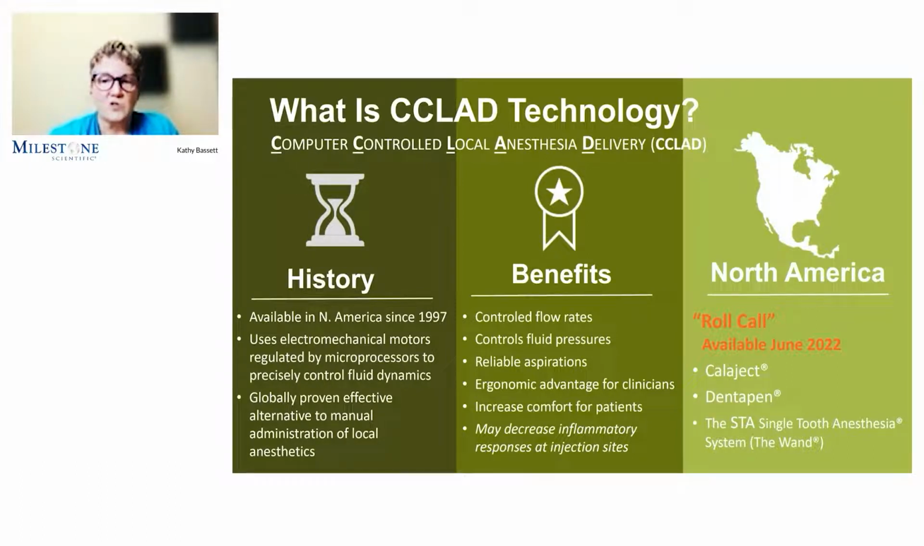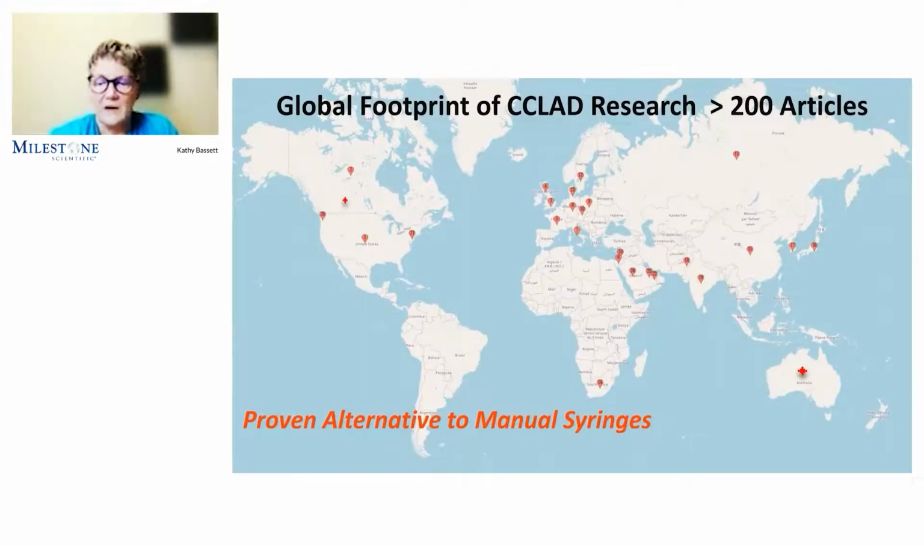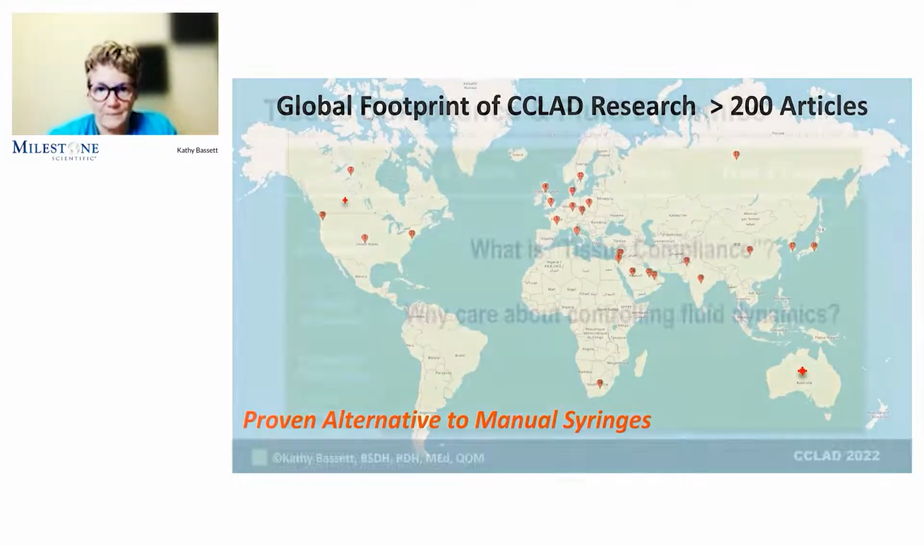So the roll call of June 2022, these are the 3 devices that you could actually go and check out at your next dental convention and have in your office for practice. And they are the CalaJet, the DentaPen, the STA single tooth anesthesia system, which is also commonly known as the wand. So here's just an example of where research has been done around the globe. And there's greater than 200 articles, again, echoing that same position that these are proven alternatives to manual syringes and repeatedly demonstrate patient comfort and ease of the clinician.